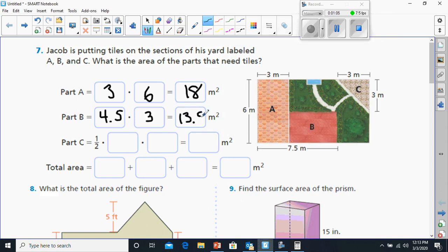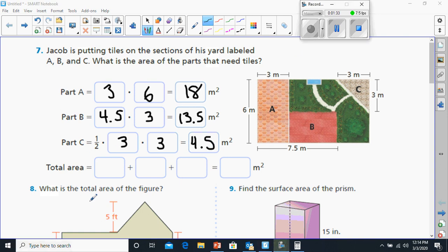And now we're going to part C. And we know that's a triangle. So right off the bat, we're going to multiply this by 1/2. And it's 3 by 3, right? So let's see. It's 3 by 3. And then we have to divide it by 2. So that's going to be 9 divided by 2, which would be 4.5.